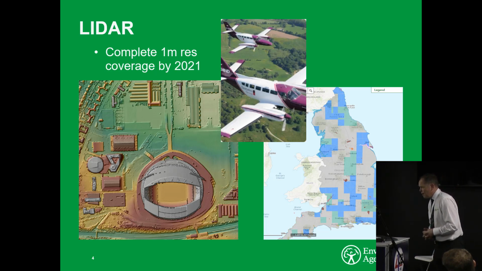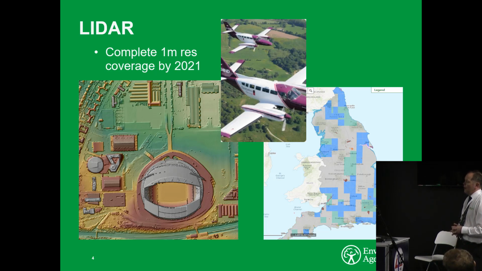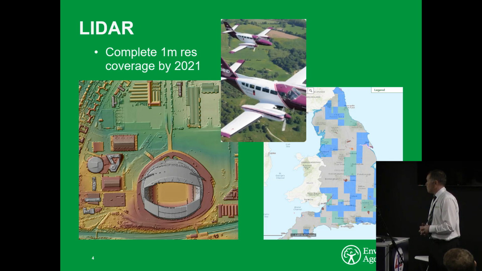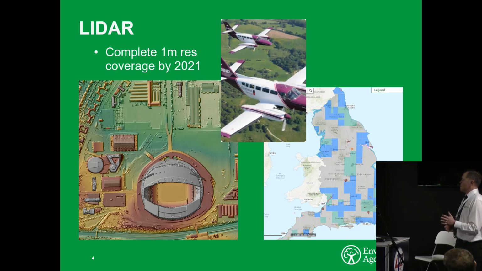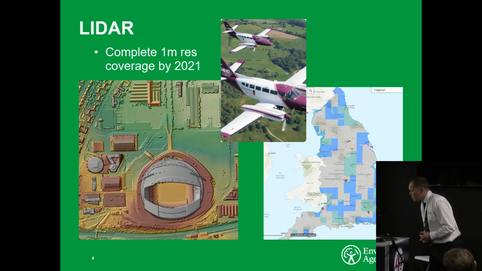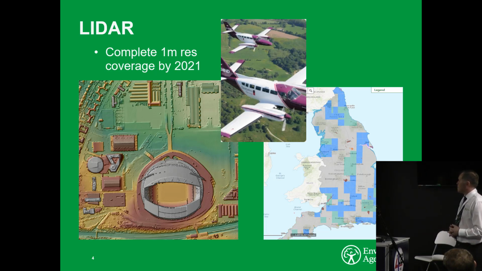So you can see the light green patches were what was surveyed last winter, and the blue patches are what's been surveyed this winter. So we only fly when there's no leaves on the trees, so it's usually from September, October, November, maybe through till about April. Those squares are 25 kilometres square, so we're gradually picking up the whole of the country.